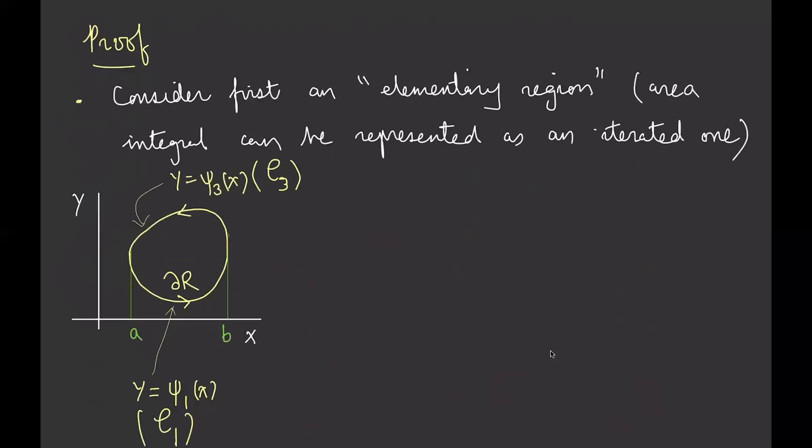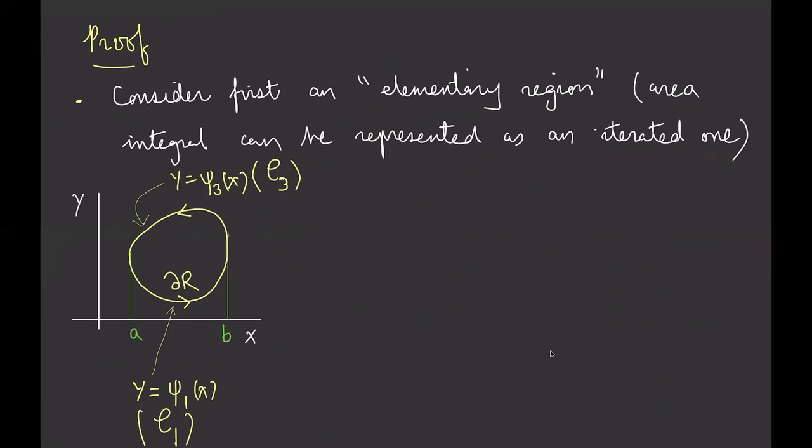Let's get to this proof. To do the proof, I first want to consider what I'm going to call an elementary region. I'm not going to get hung up on defining exactly what this is, but my requirement is that I need to be able to express the area integral as an iterated integral. I'll tell you what that means in a moment, if you can't remember what it is.